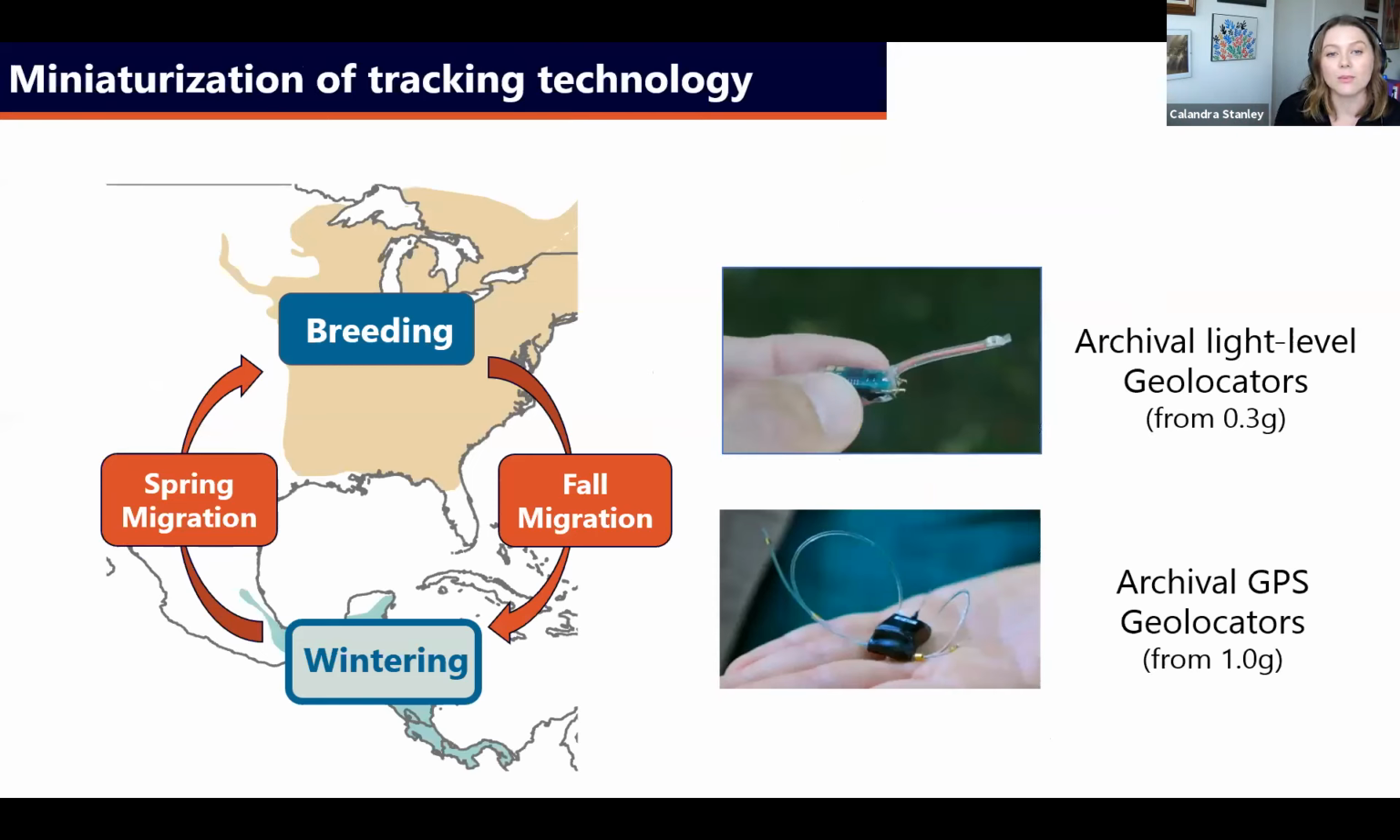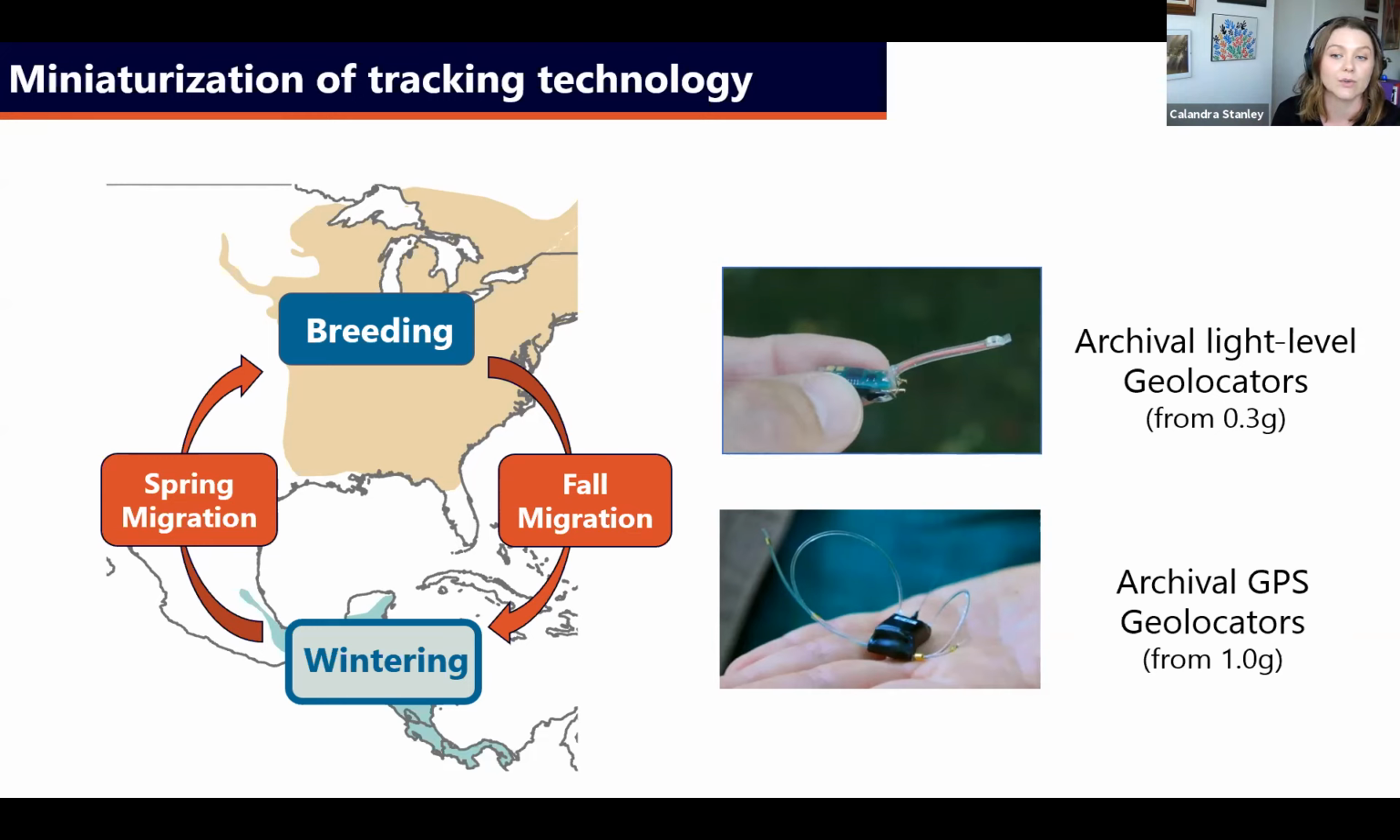So unlike the other presentations that we're going to hear this afternoon, the two devices we use to develop the connectivity map for wood thrush are archival devices. Unlike transmitting devices, we need to recover the tags the following year in order to obtain the location estimates. The first devices that became available for small birds were archival light level geolocators.